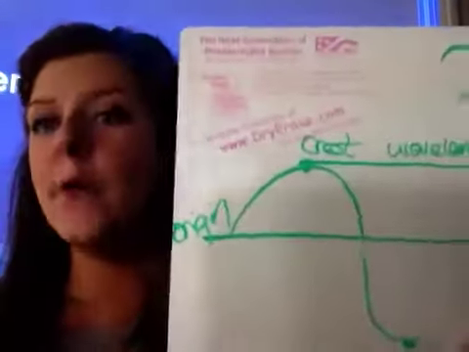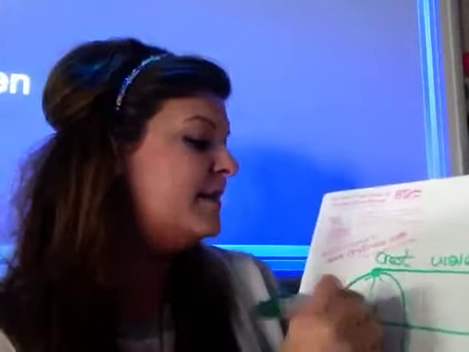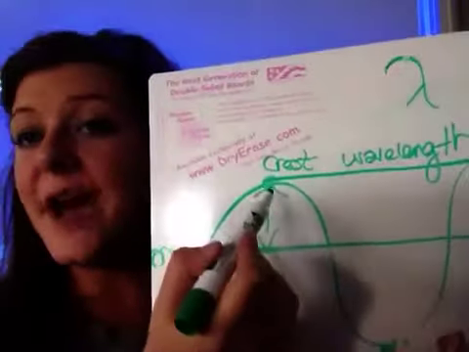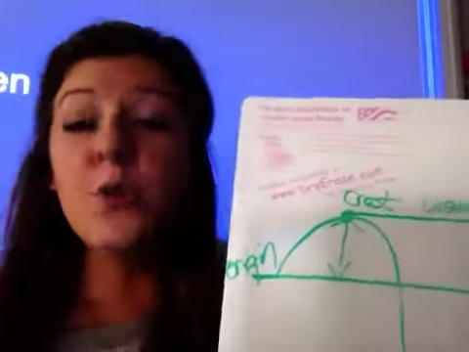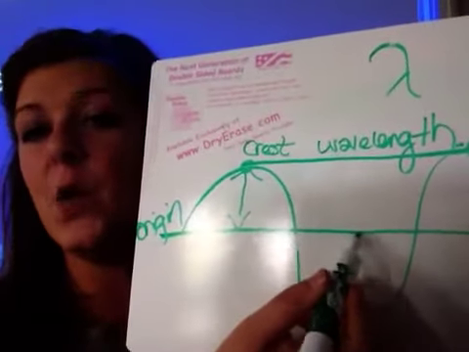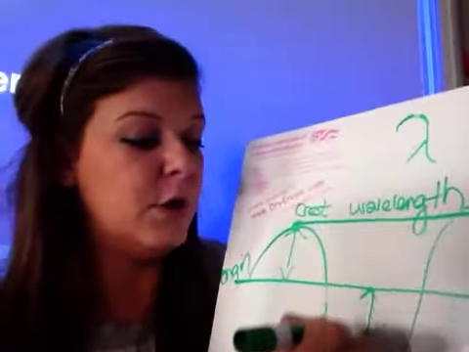And amplitude is the next thing that I would like you to label. Amplitude tells you the power of the wave. So the amplitude would be the distance from the origin, or that x-axis, to the highest point on the wave. Or you could also say it's the distance from the origin to the lowest point on the wave. Those are amplitude. Amplitude tells you the power of the wave.